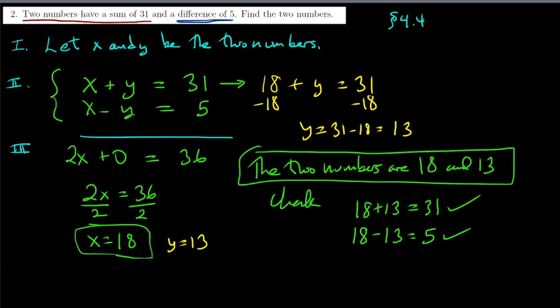Right. So let's go on to number 3. Okay, so this is number 3. You are standing in line at a ticket window. There are 5 more people behind you than ahead of you. The total number of people in line, including you, is 3 times the number of people ahead of you. How many people are ahead of you?